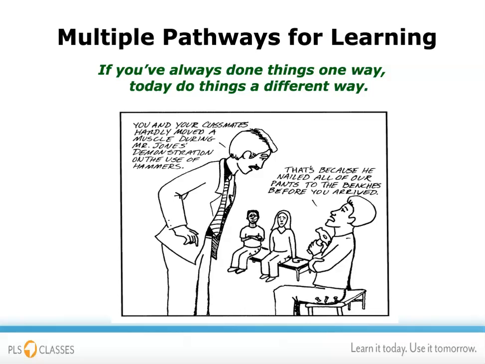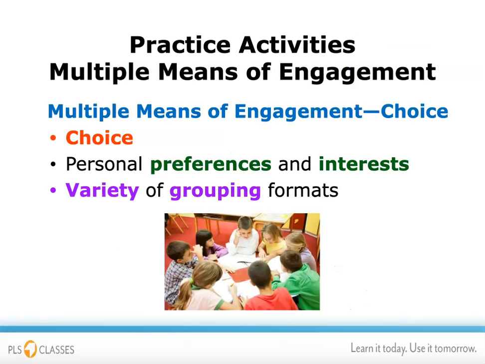Please take a look at the second paragraph on page 114 and continue highlighting relevant points. So let's take a look at the multiple pathways for learning to which these paragraphs refer. As we review this information, continue to highlight the most important points. The first component of an effective practice activity is multiple means of engagement, choice. We want to design practice activities that provide choice, allow for personal preferences and interests, and utilize a variety of grouping formats.